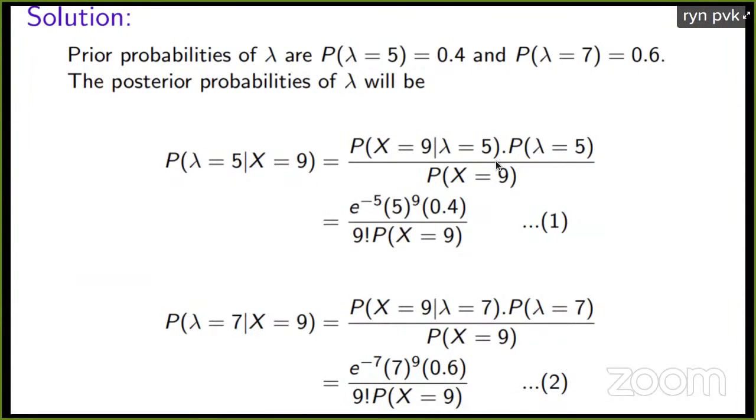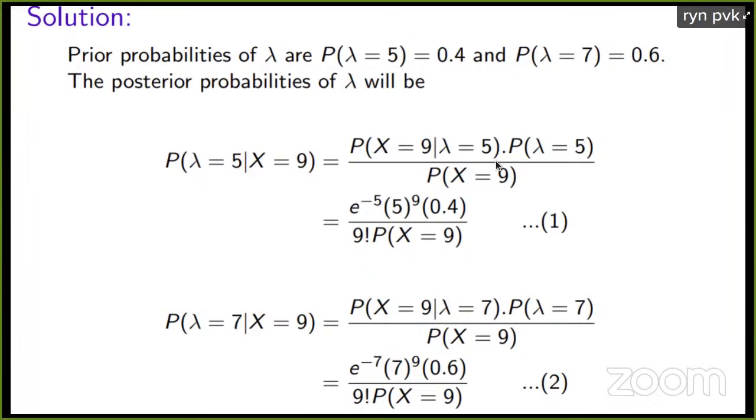So what does this mean? Probability that x equal to 9 given that lambda equal to 5. We have to use the Poisson distribution, where lambda is equal to 5 and x is equal to 9. So what is the Poisson distribution?